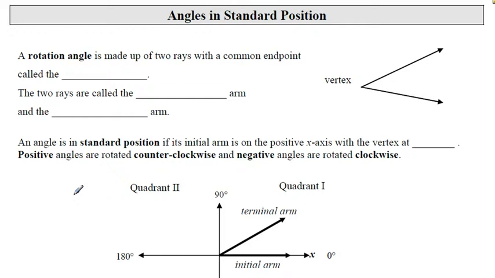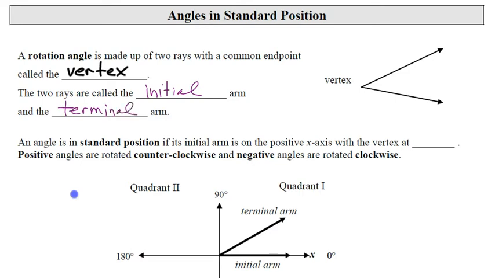The two rays are called the... Yeah, we'll go with initial arm first because initial means like beginning, right? So the initial arm and the terminal arm. Terminal.